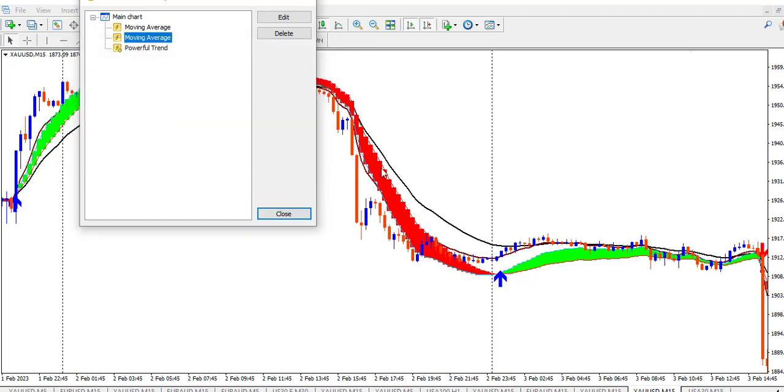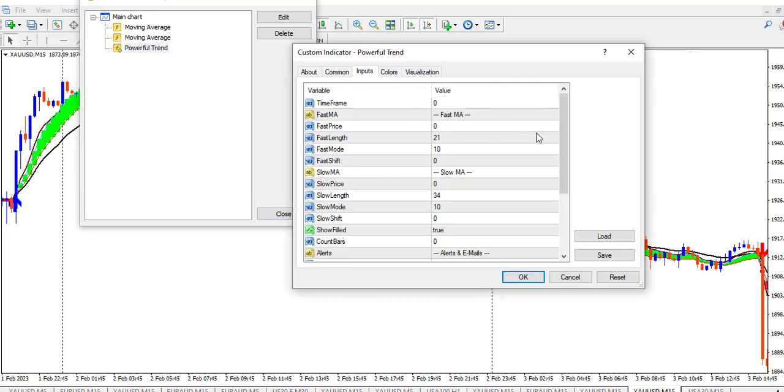And the last indicator that I have on the chart here is this particular indicator that gave us the arrow and this red and lime wave band. So let's check the settings for this particular indicator. And these are the settings. The fast length is 21, the fast mode is 10, and the slow price is 0, the slow length is 34, and the slow mode is 10. Just make sure you set it up accordingly. You can pause the video to set up this MetaTrader 4 indicator, and this is just the setting.